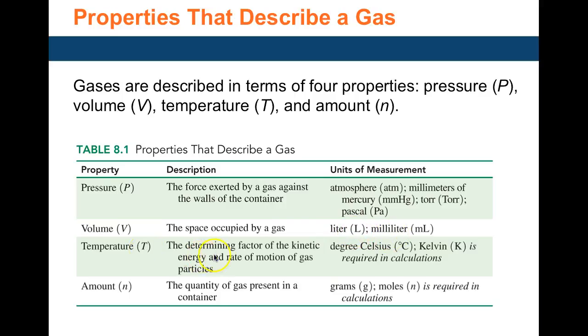Temperature, again, is an important factor because the energy or the motion of the gas particles is directly dependent on that temperature in Kelvin. So in calculations, always convert all temperatures to Kelvin. Otherwise, you get wrong results. Gas temperature can be registered in degrees centigrade, but for calculations must be converted into Kelvin.